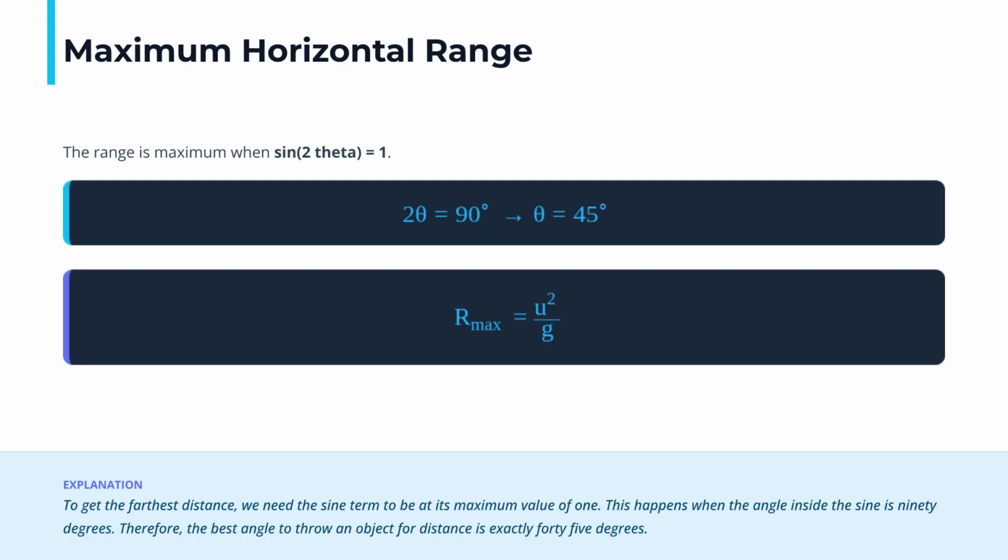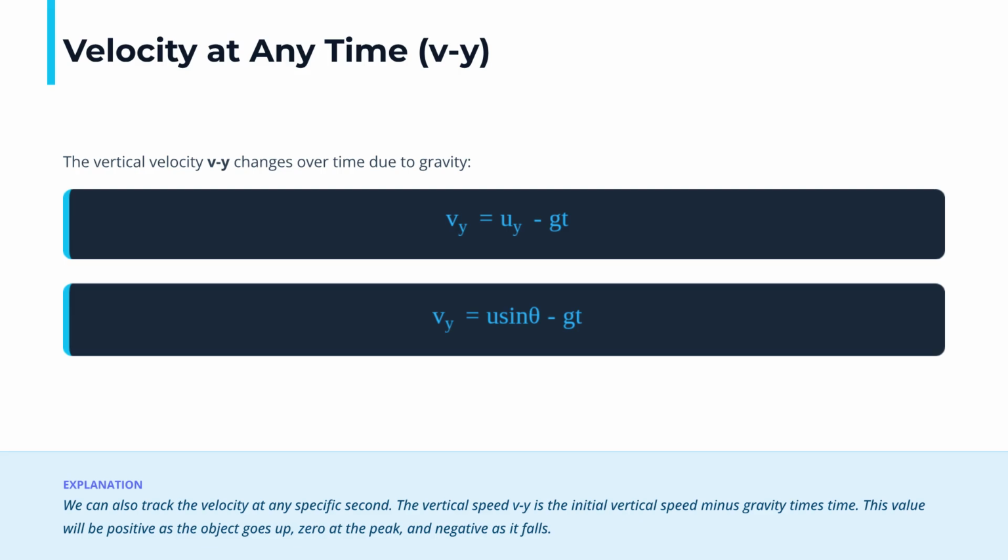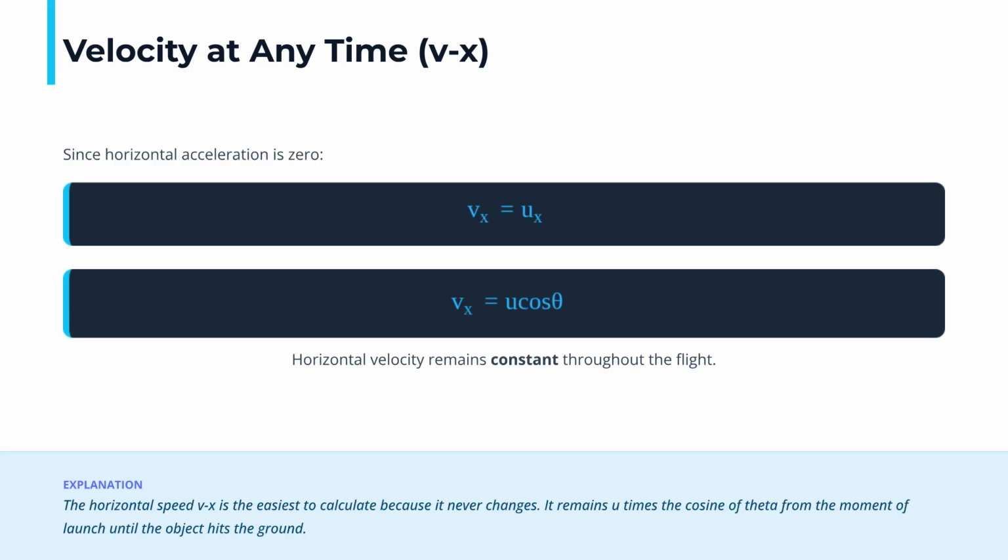To get the farthest distance, the sine term must be at its maximum value of 1. This means the best angle to throw an object for maximum distance is exactly 45 degrees. We can track the vertical velocity at any time. The vertical speed v-y is the initial vertical speed minus gravity times time. The horizontal speed v-x is the easiest to calculate because it never changes. It remains u times the cosine of theta throughout the flight.